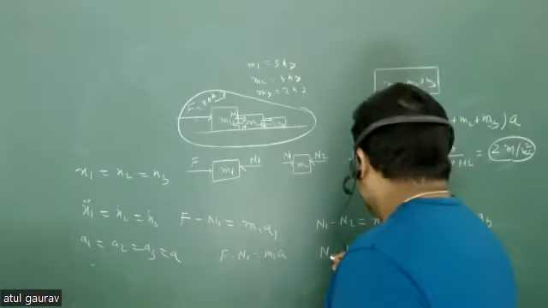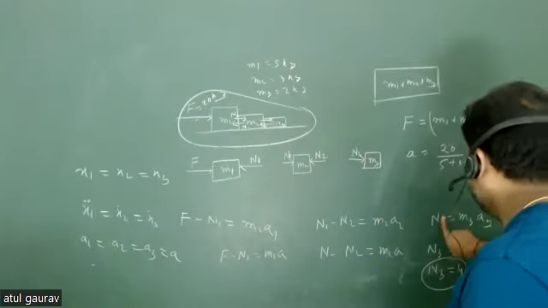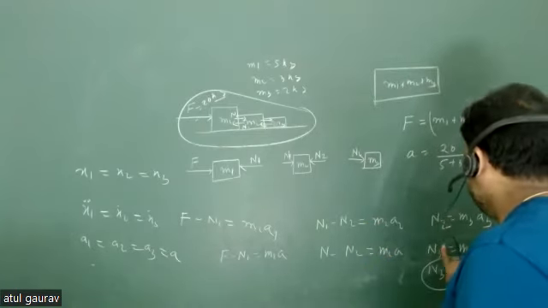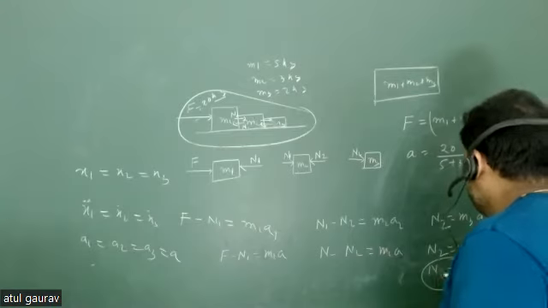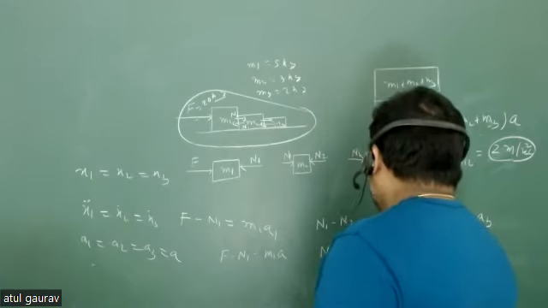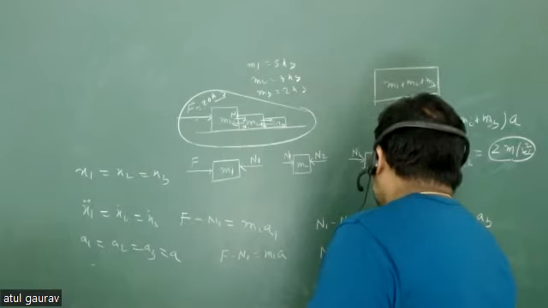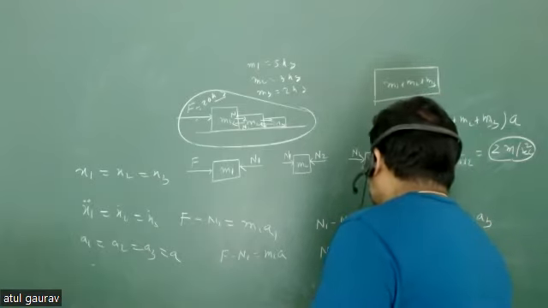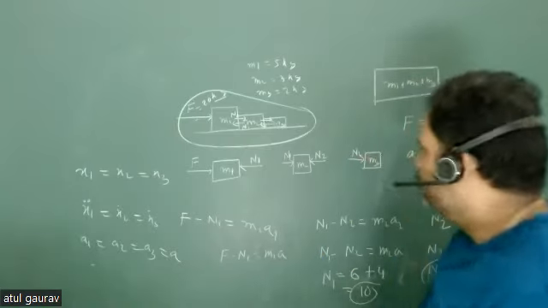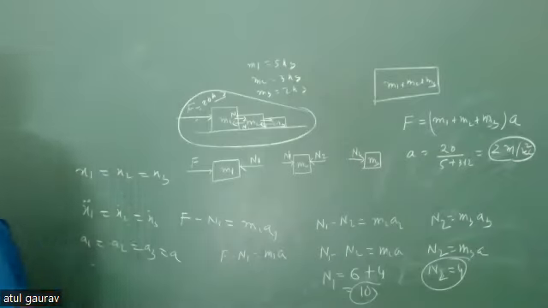What will be value? Sorry, N3, N2 na? This value is just N2, not N3. N2. This value is N2. And now from here, you can calculate N1 is equal to M2A plus N2, that is 6 plus 4. That value is equal to 10. You can easily calculate N1 is equal to 10, N2 is equal to 4 unit. Yes, समझ में आ गया किस तरह से काम करेगा?